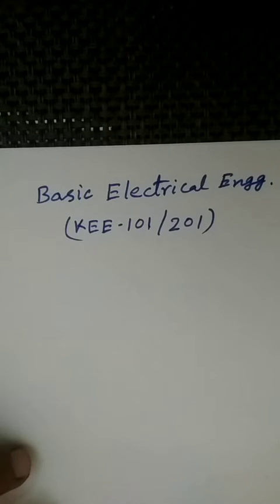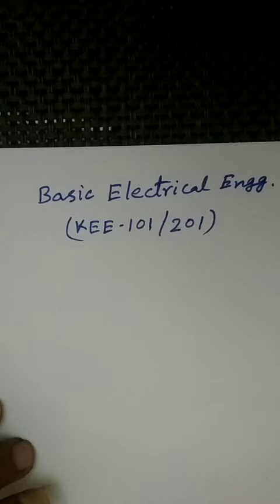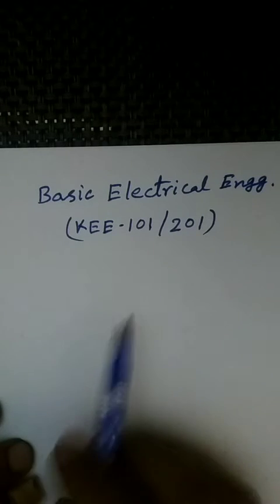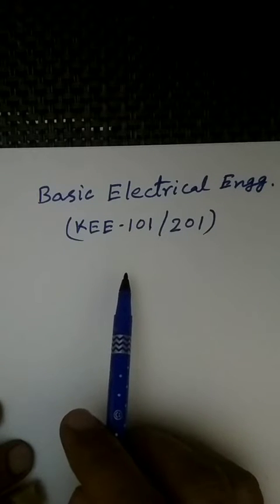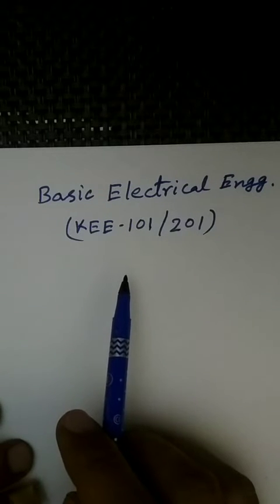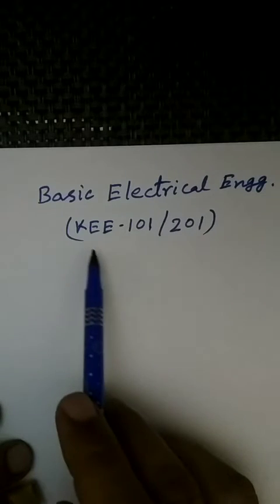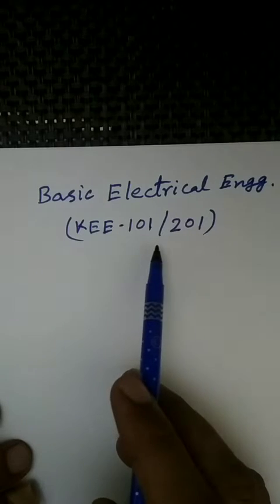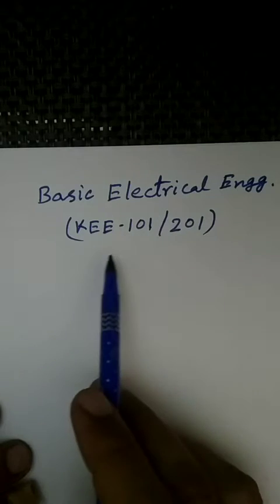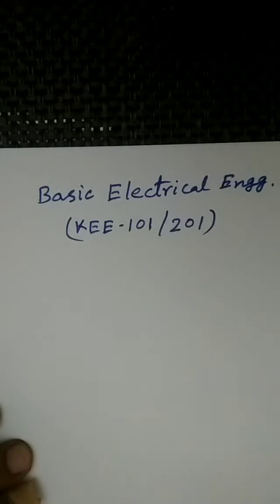I will discuss the subject Basic Electrical Engineering that is taught in the first year. The subject code is KW101 or KW201. If you learn the subject in the odd semester, in the first semester, the code will be KW101. And if you read the same subject in the second semester, the code will be KW201.